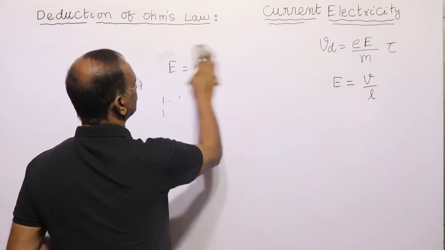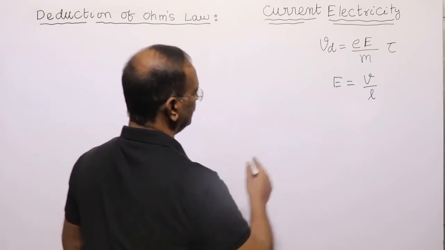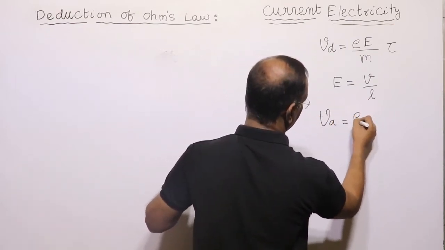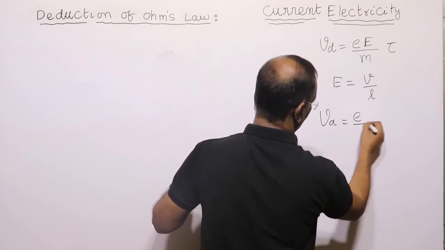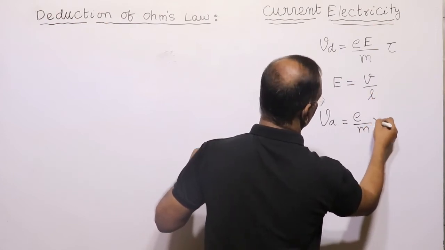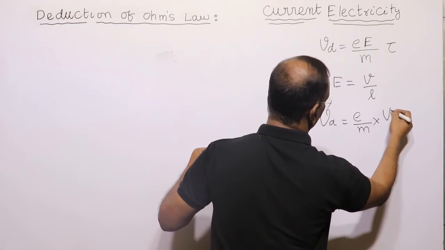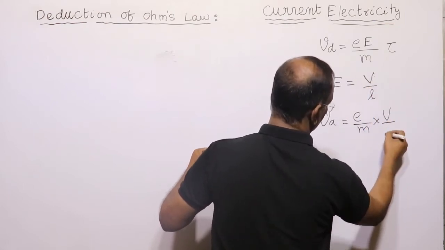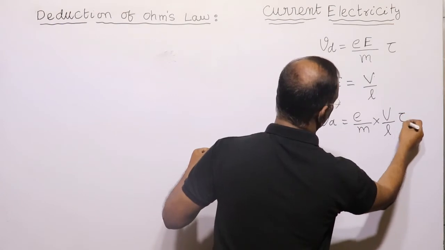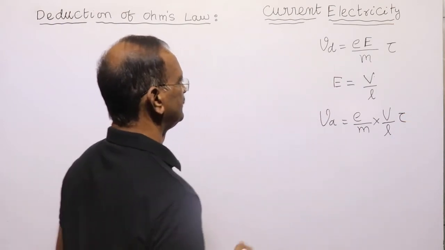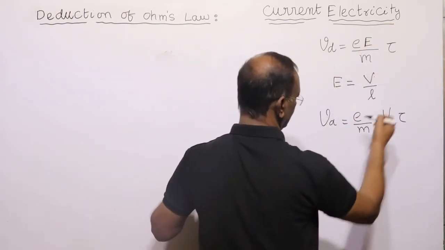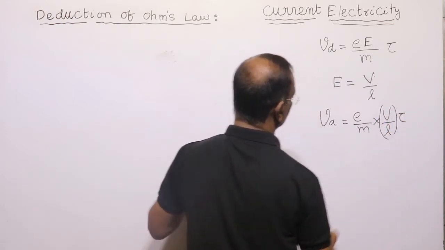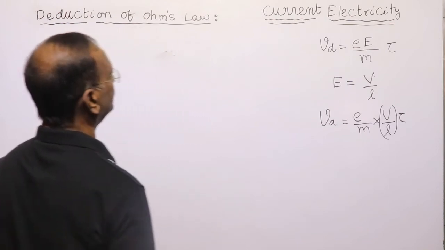Now this drift velocity can be written as: drift velocity is equal to e by m into, in place of E, we can write V by L, the applied potential, into tau. We are just replacing E by V by L. This is the drift velocity.